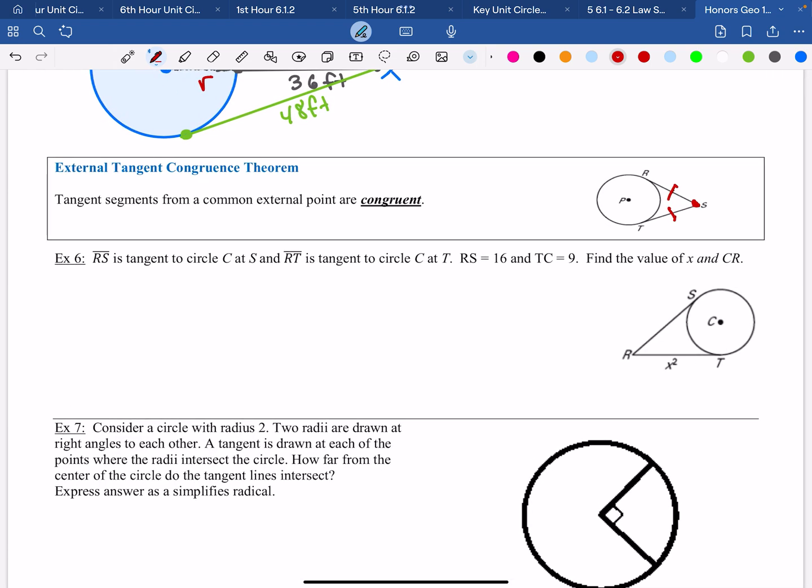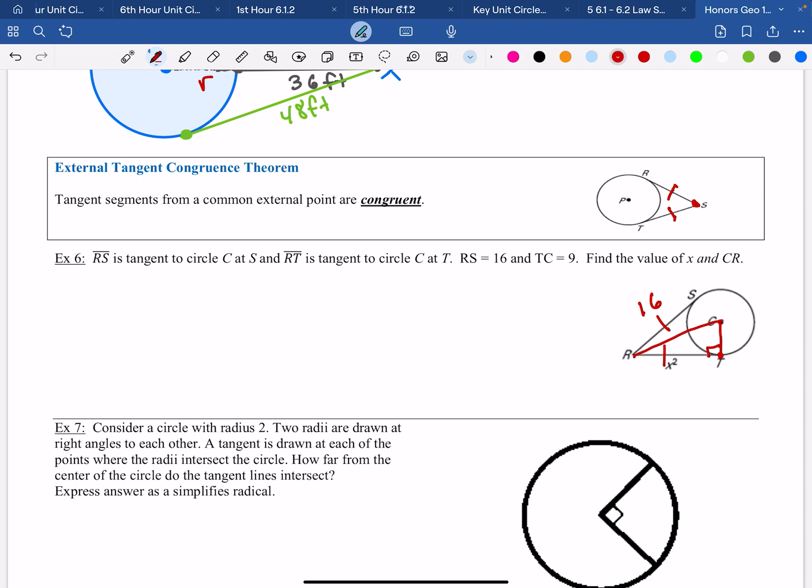It says over here, RS is tangent to circle C. So you have RS is tangent at that position, and you have RT is tangent. Because both of those tangent segments stem from the same position, the theorem above says that these two have to be equal. Okay, so the given information says that RS is equal to 16. It also says TC is equal to 9. And they want to find what is the value of X, and then they want to know what is the value of CR. Okay, so let's go ahead and do this.